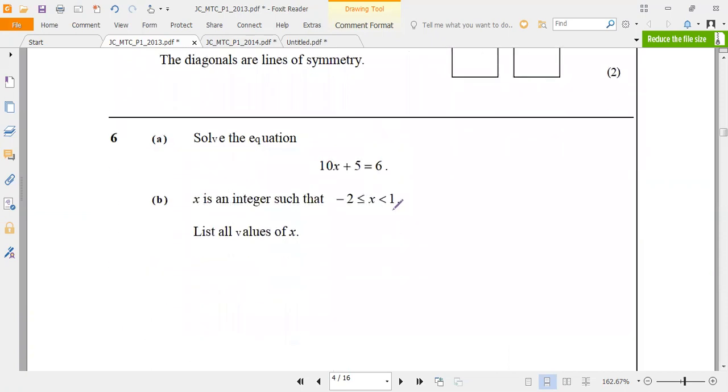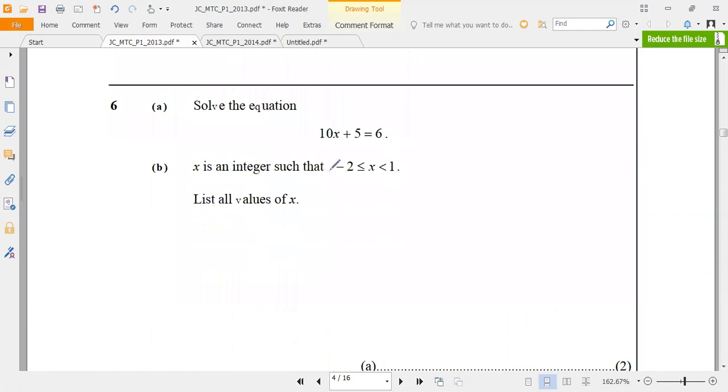So we move on to question 6. Solve the equation 10x plus 5 equals 6. So we are supposed to find the value of x. Here, the first thing we do is collect like terms, meaning that 5 and 6 don't have x, so we take them to the same side. So it's 10x plus 5 equals 6.